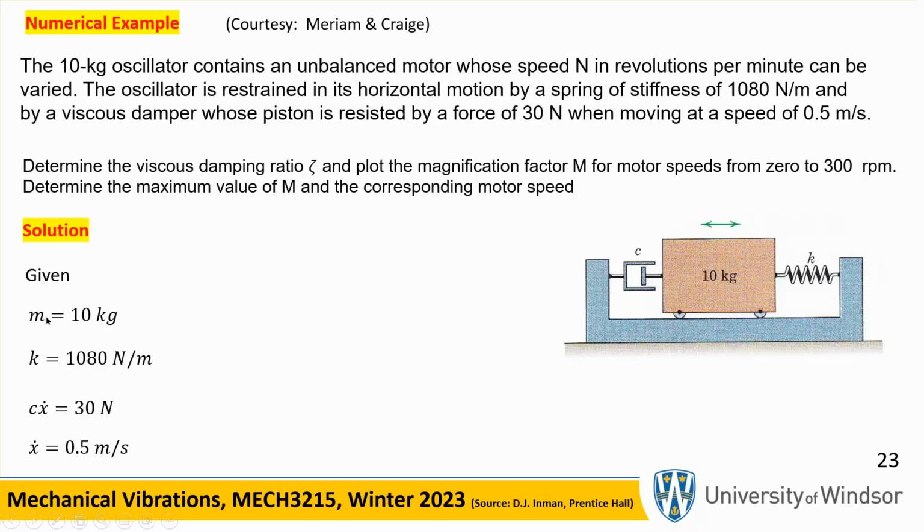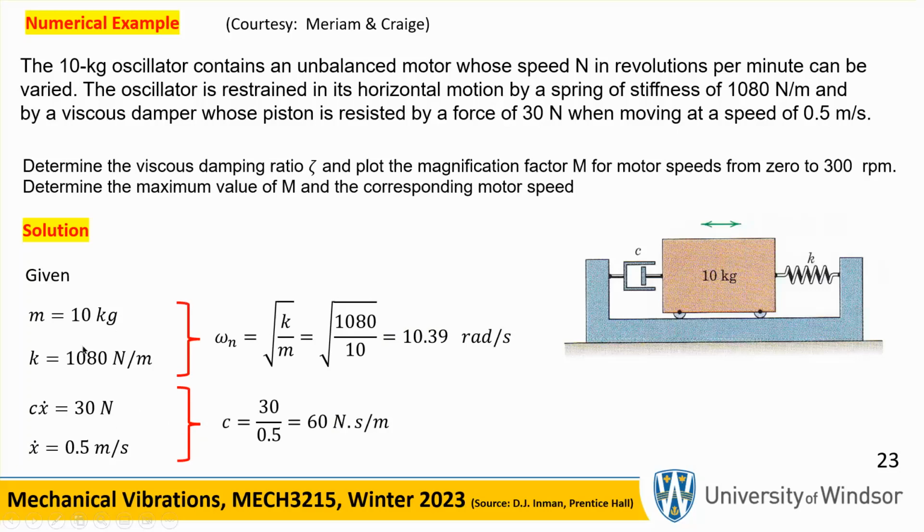Okay, first thing, we know the mass of the block. We know the stiffness of the spring. We are told that the force of the damper, C x dot, is 30 Newton when x dot is 0.5 meter per second. This line says exactly that. So immediately we can get the C out of this. And of course, you have these two, you get the natural frequency. If you have the C, you always know C critical is 2 m omega n or 2 square root of k times m. Either way. Because I calculate omega n, I'll just use this form of it, and zeta is going to be 0.289. So zeta, we just got.